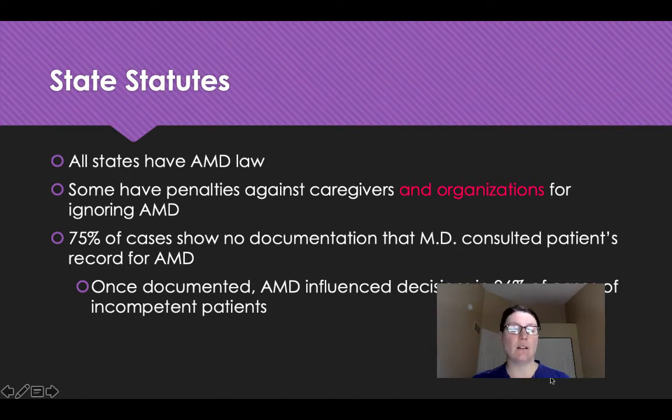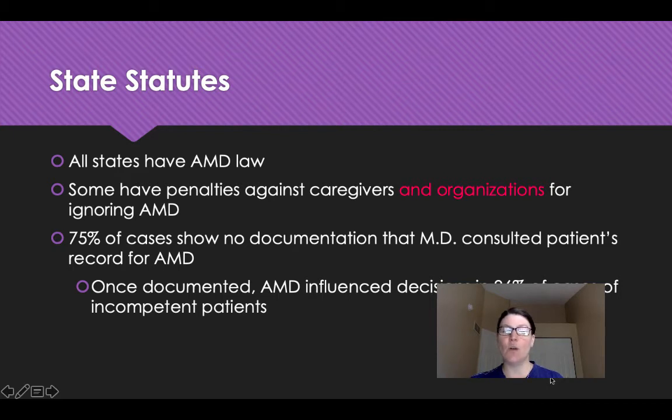Everyone has a law with regard to advanced directives, and some have penalties against caregivers, perhaps me and my husband with regard to my father-in-law, but also organizations, for ignoring a patient's advanced medical directive if it's done appropriately, if your advanced directive follows the state guidelines.